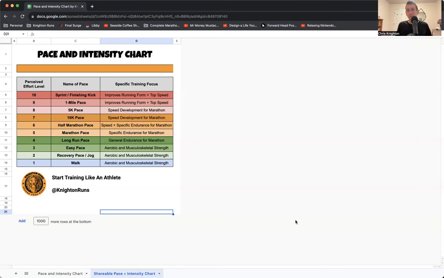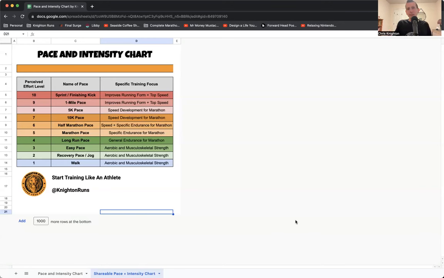The next notch up from that is half marathon pace. This is generally going to feel like a 6 to a 7 out of 10. Now, half marathon pace, obviously a little bit faster than marathon pace, but still you're going to be holding this for well over an hour, maybe over 2 hours. So again, it's only like a 6 or 7 out of 10 effort.